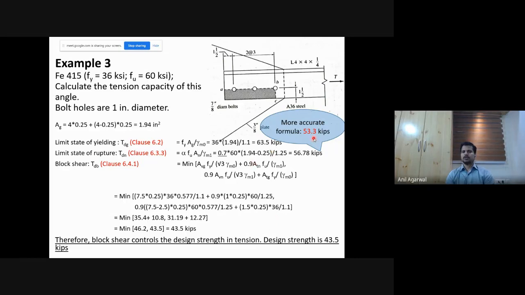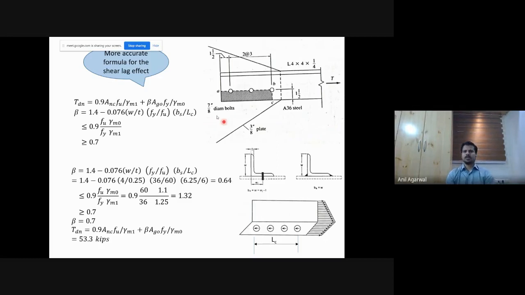Now the question still stays. This was an approximate calculation. What would have happened if we had done the more accurate calculation? So here is that. Again, this is your gusset plate, this is your angle, and this angle is connected with the gusset plate like here. And in this expression, Tdn is given by 0.9 times Anc Fu by gamma m1. So 0.9 times Anc, Anc would be the net area of the connected leg.